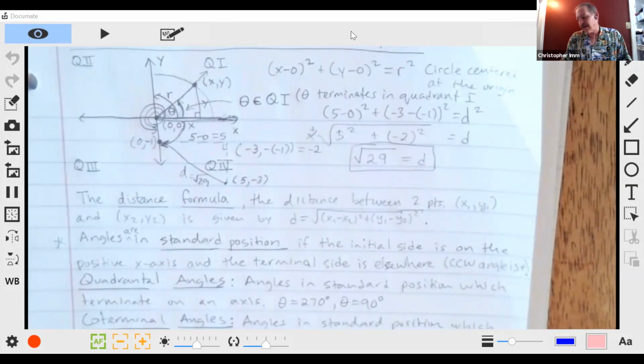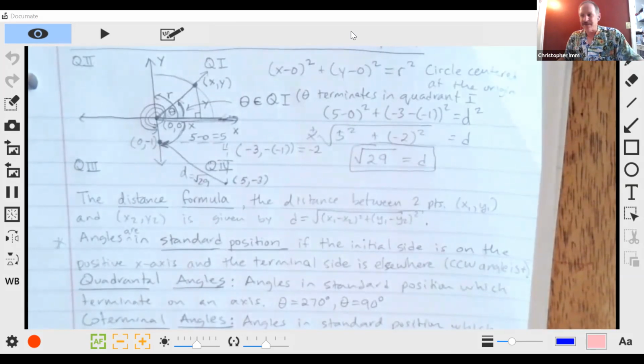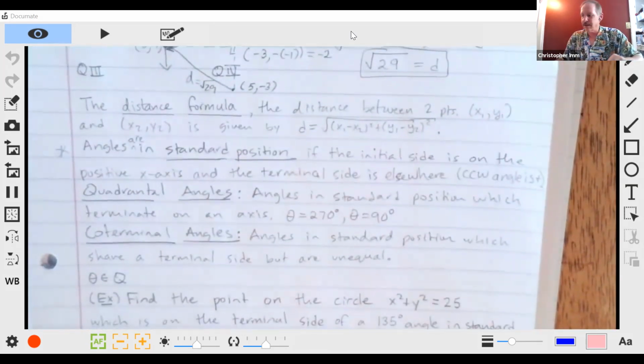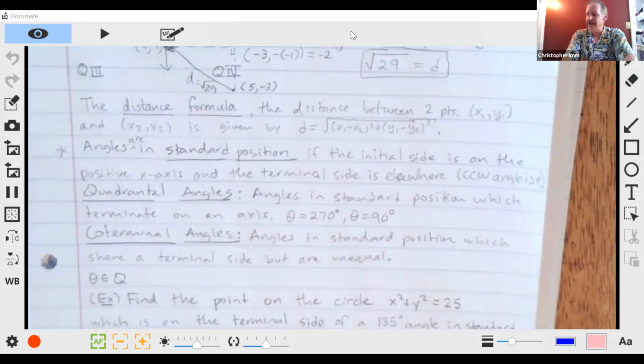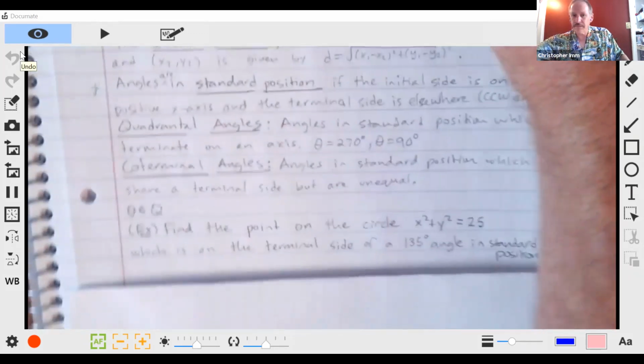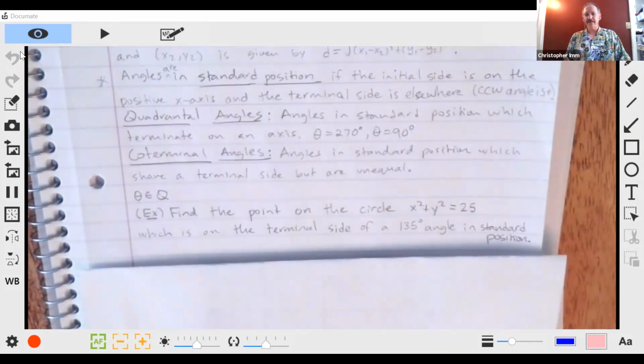Okay, let's look then. I want to find the point on a circle x squared plus y squared is equal to 25, which is on the terminal side of a 135-degree angle in standard position. So the first thing I need to know is what quadrant is that angle in? So theta is in which quadrant now? Who can help me out?